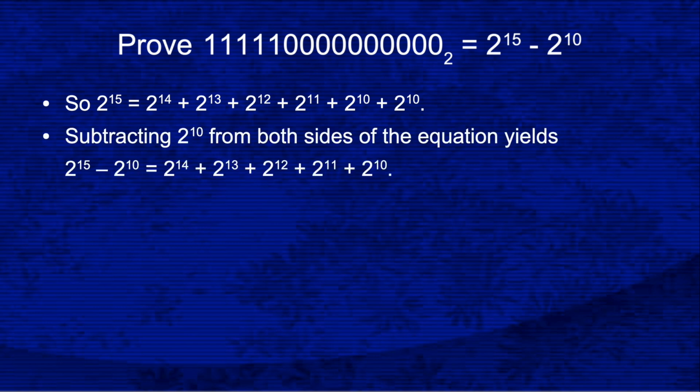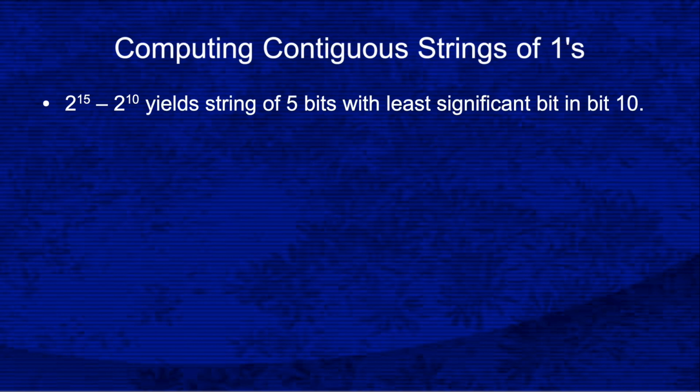Subtracting 2 to the 10th power from both sides, we get 2 to the 15th power minus 2 to the 10th power is equal to 2 to the 14th power plus 2 to the 13th power plus 2 to the 12th power plus 2 to the 11th power plus 2 to the 10th power. Quod erat demonstrandum.